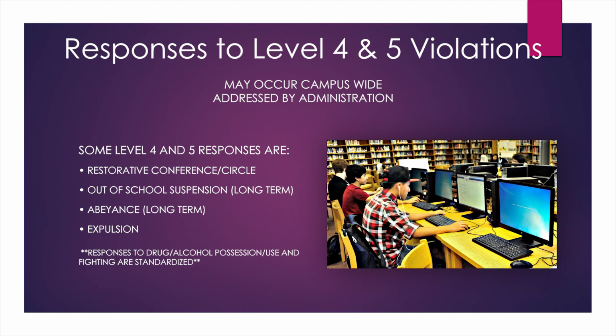What are some responses to levels 4 and 5 violations? Level 4 and 5 violations can occur anywhere on the campus, and they are addressed by administration. Some of those responses are a restorative conference or circle, a long-term suspension out of school, an abeyance, long-term, possibly expulsion. Responses to drug and alcohol possession and use and fighting are standardized.